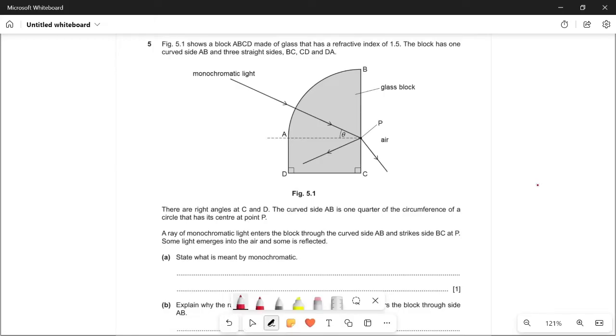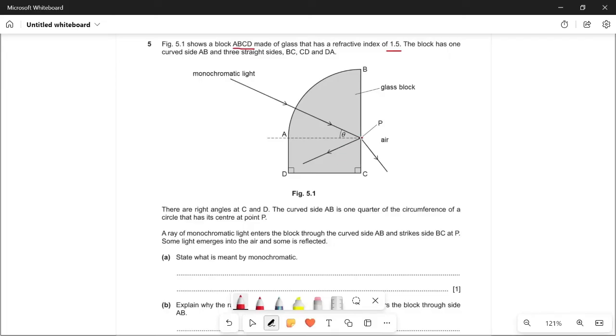Number 5. Figure 5.1 shows a block ABCD made from glass, and that has a refractive index of 1.5. The block has one curved side AB, and three straight lines BC, CD, and DA. So this is a diagram. There are right angles at C and D. The curved side AB is 1/4 of the circumference of a circle that has its center at point P.